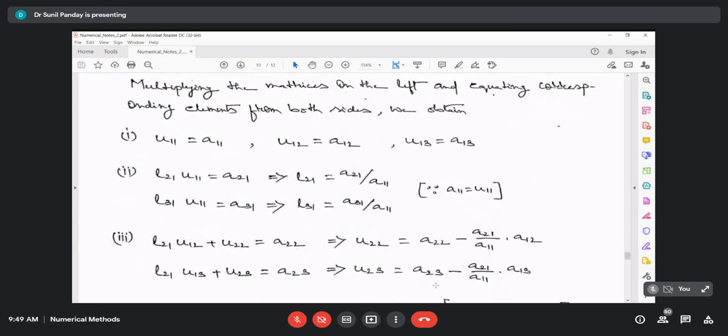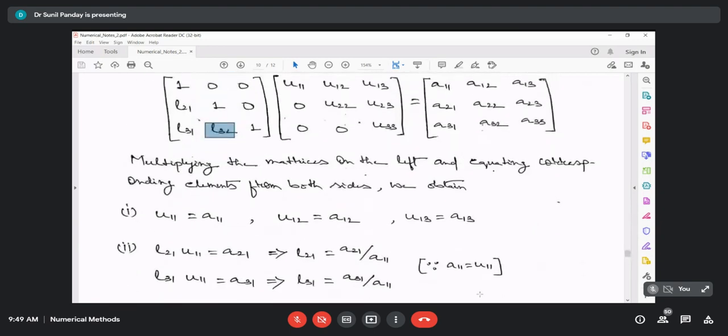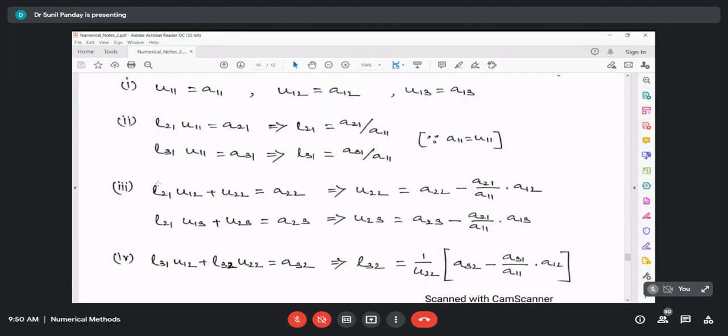Again, next step I multiply the second row to the second column. If I multiply the second row to the second column, I will get this one. Here again, this U12 is known to us, it is A11. L21 is known to us because of the previous step. So from here, U22 is equal to this one. Similarly, you can calculate U23 equal to this one.